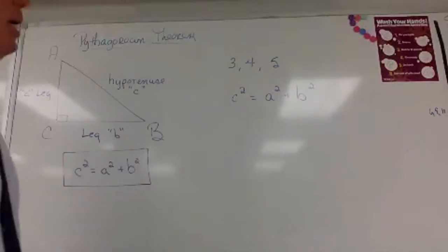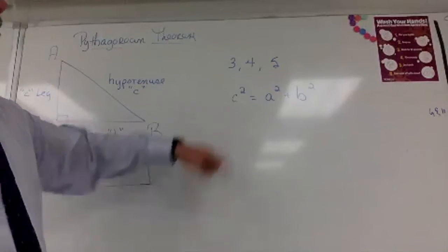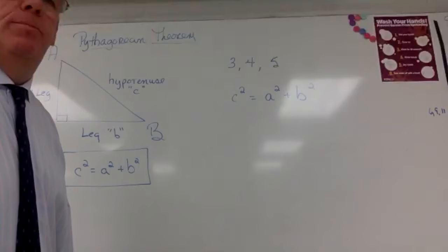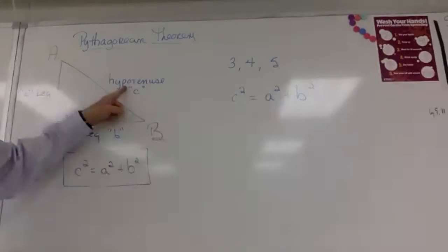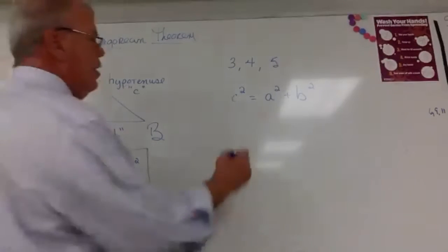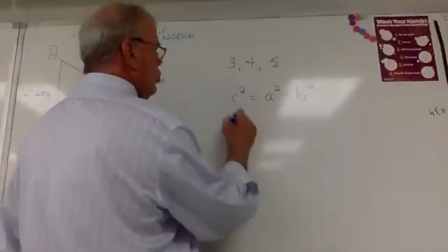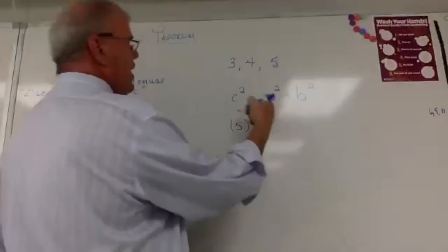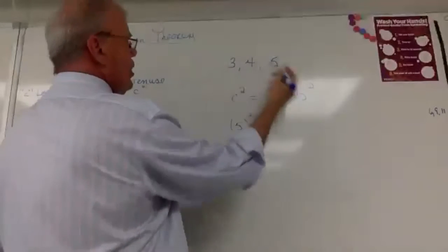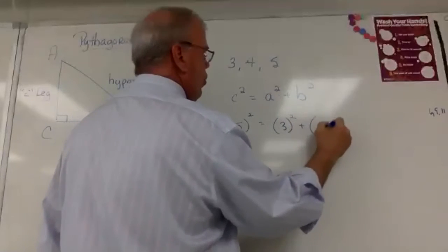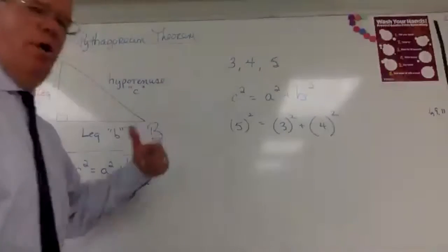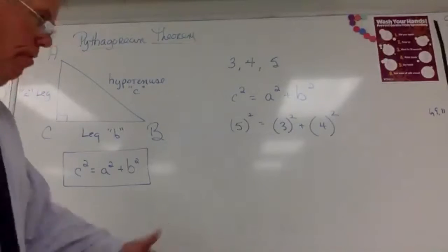Now, the only thing you got to make sure of is which one is C? C is the biggest one. Yeah, C is the hypotenuse, so it has to be the longest side. So 5 squared, does that equal, now A and B, it doesn't matter which one is which, 3 squared plus 4 squared. So if this works out, what do we have? We have a right triangle.